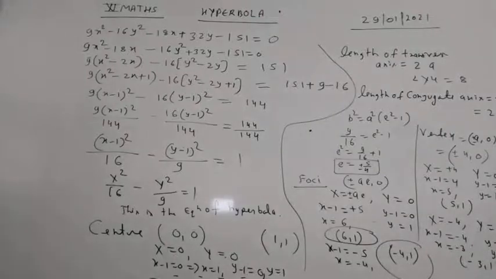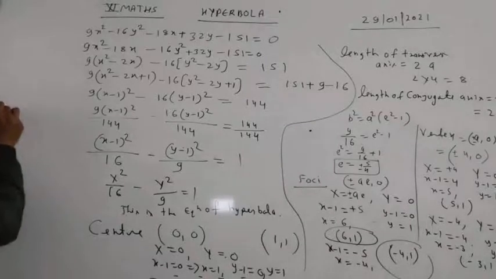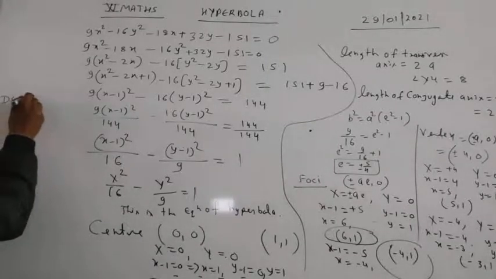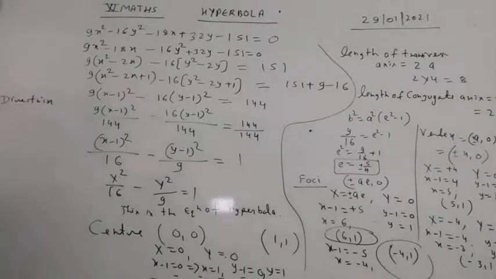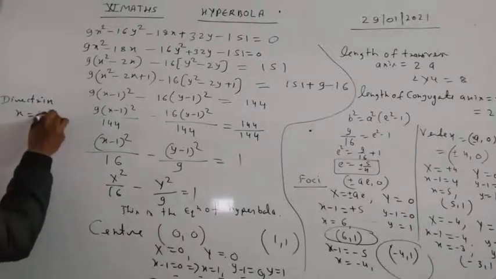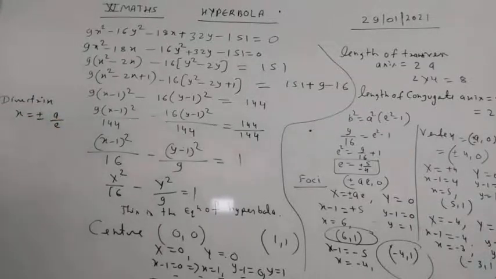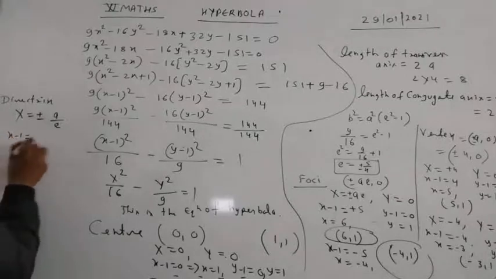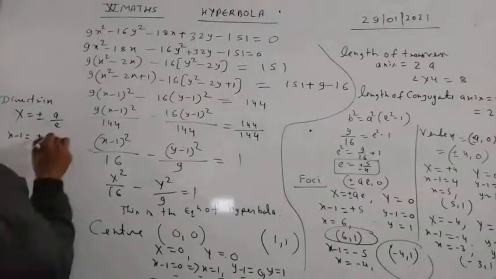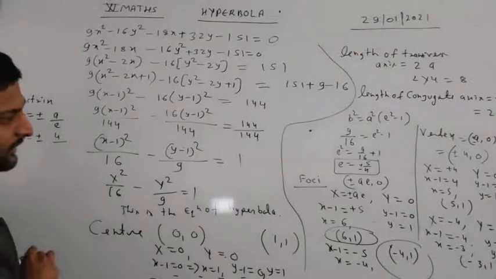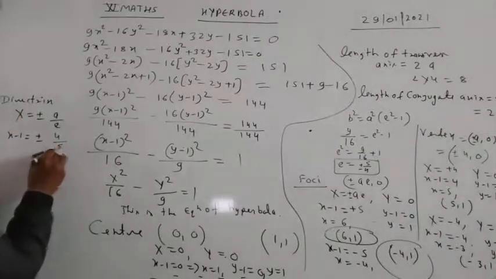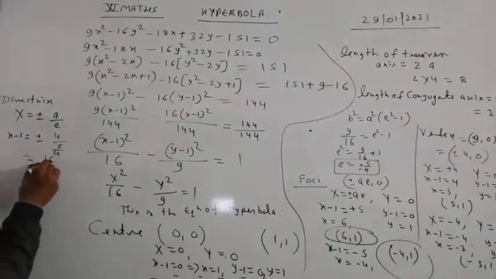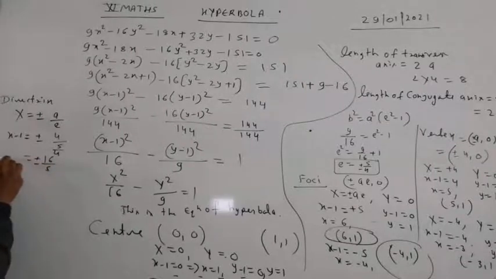Now student, we have to find the equation of the directrix. So our directrix is x equal to plus minus a by e. Here capital X is x minus 1, plus minus a is 4 and eccentricity is 5 by 4. So this is plus minus 16 by 5.